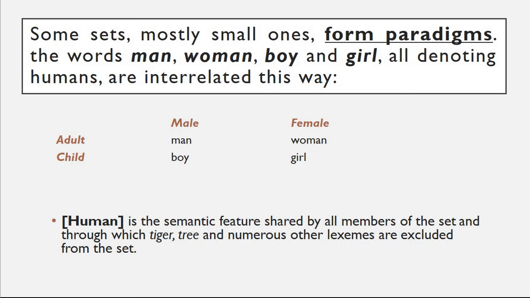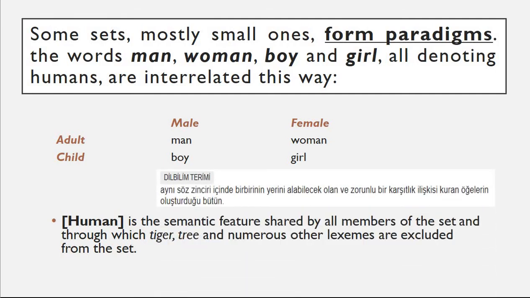So some sets, mostly small ones, form a paradigm, like the words man, woman, boy, and girl, all denoting human, which are interrelated in this way. So what is a paradigm? Actually, I want to also add this information here. In Turkish, as a linguistic term, paradigm means aynı söz zinciri içinde birbirinin yerini alabilecek olan ve zorunlu bir karşıtlık ilişkisi kuran ögelerin oluşturduğu bütün. So this is the meaning of paradigm, again söz dizini.